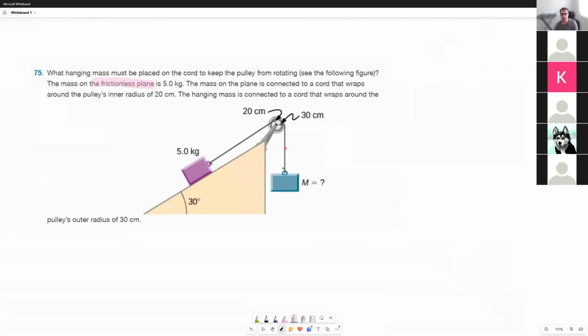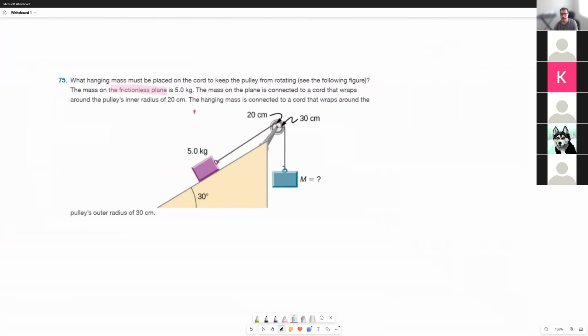Now, the hanging mass is connected to a cord that wraps around the pulley's outer radius. What we want to find is this M. What should we do? Give me ideas, strategies. What do you think?